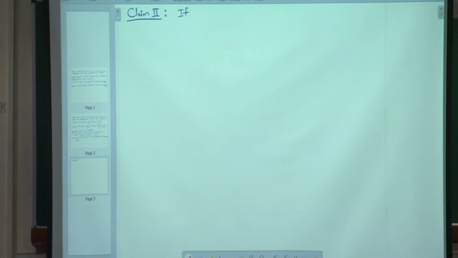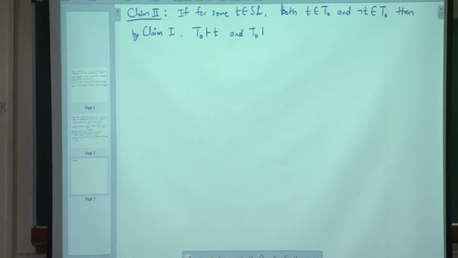See, if for some T in SL, both T belongs to T naught and negation T belongs to T naught, then by claim 1, I mean claim 1 is both ways, T naught will deduce T and T naught will also deduce negation T. And hence, T naught is inconsistent by lemma 9. Okay, so therefore both of them cannot belong simultaneously. At least one of them doesn't belong.